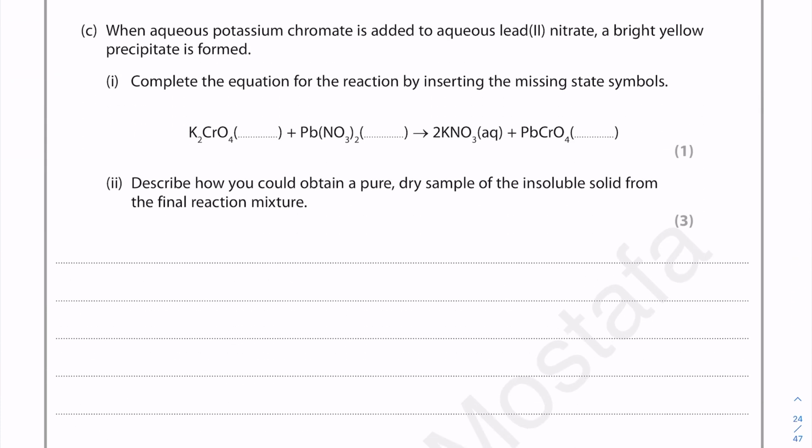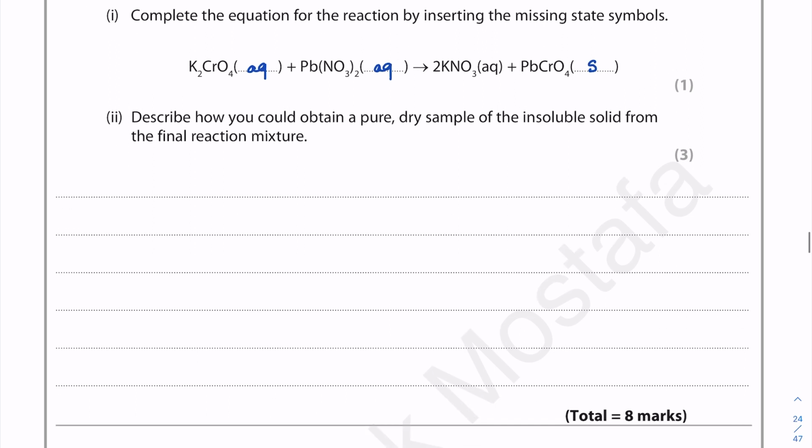When aqueous potassium chromate solution is added to an aqueous lead(II) nitrate solution, a bright yellow precipitate forms, which is a solid. Describe how you could obtain a pure dry sample of the insoluble solid from the final reaction mixture.